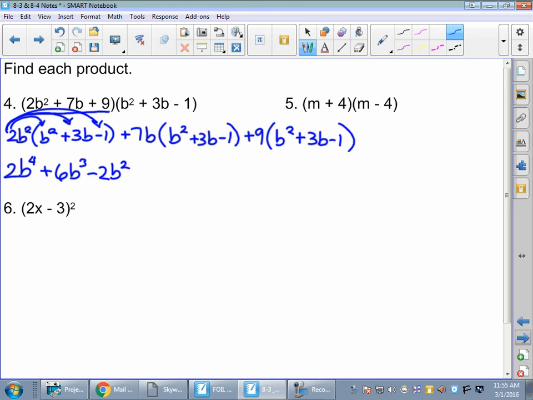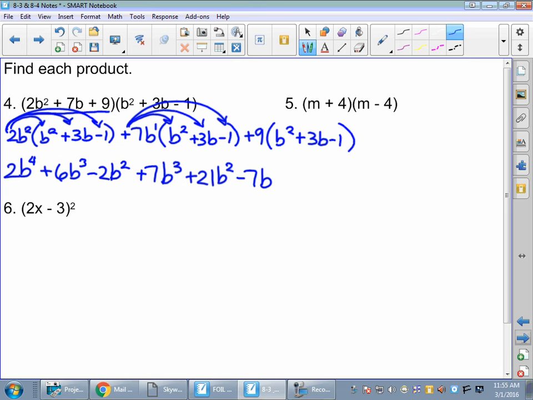Notice how I say it out loud. You need to do that to yourself at home or in class in your head. Positive 7 times 1 is a positive 7, and then the b times the b squared is b cubed. 7 times 3 is a positive 21, and the b times the b gives us b squared. And then the positive 7b times negative 1 leaves us with a negative 7b.